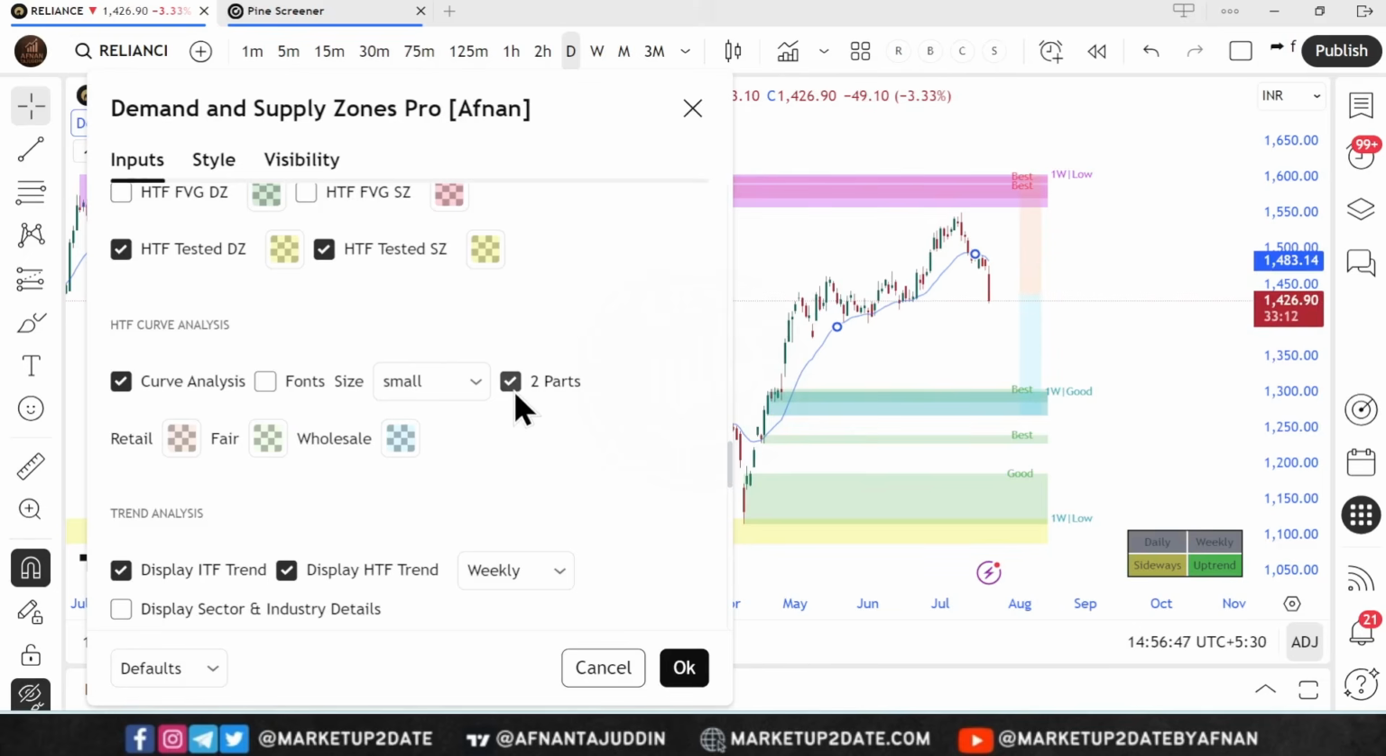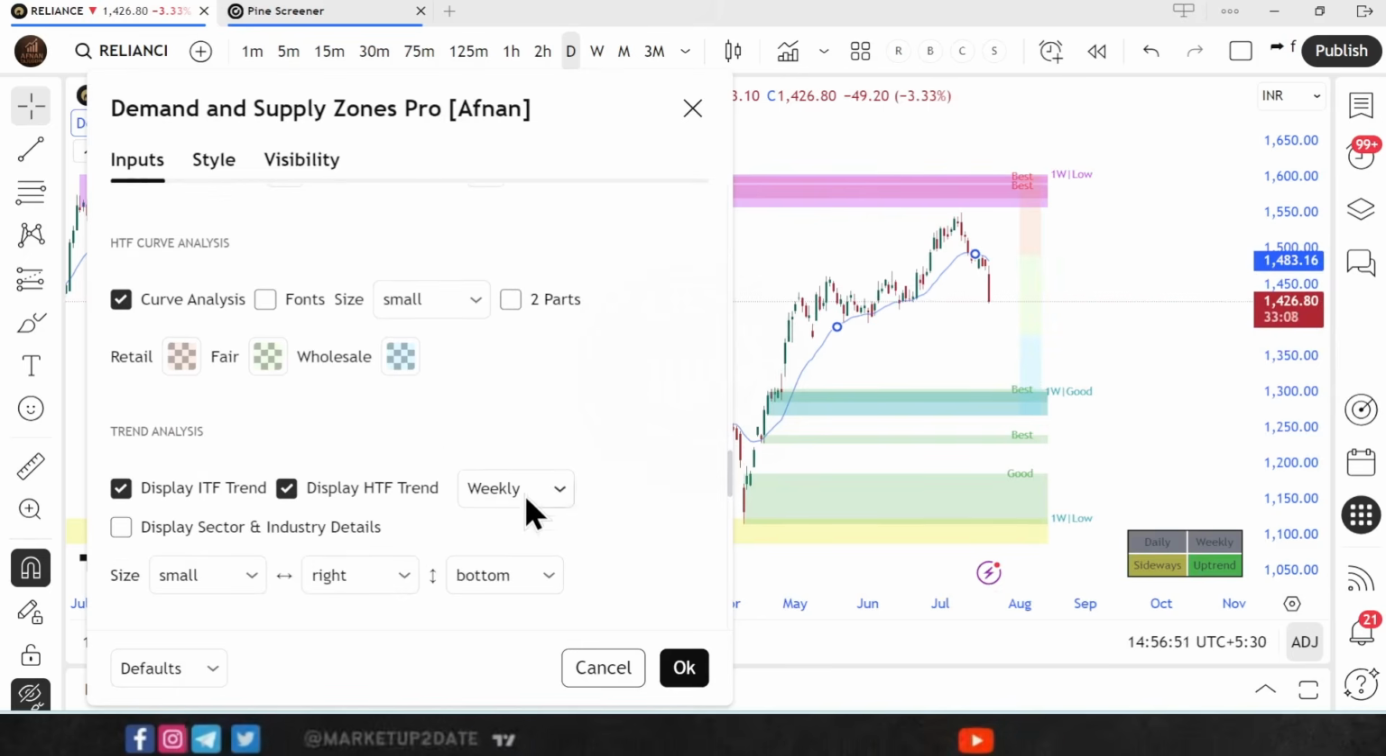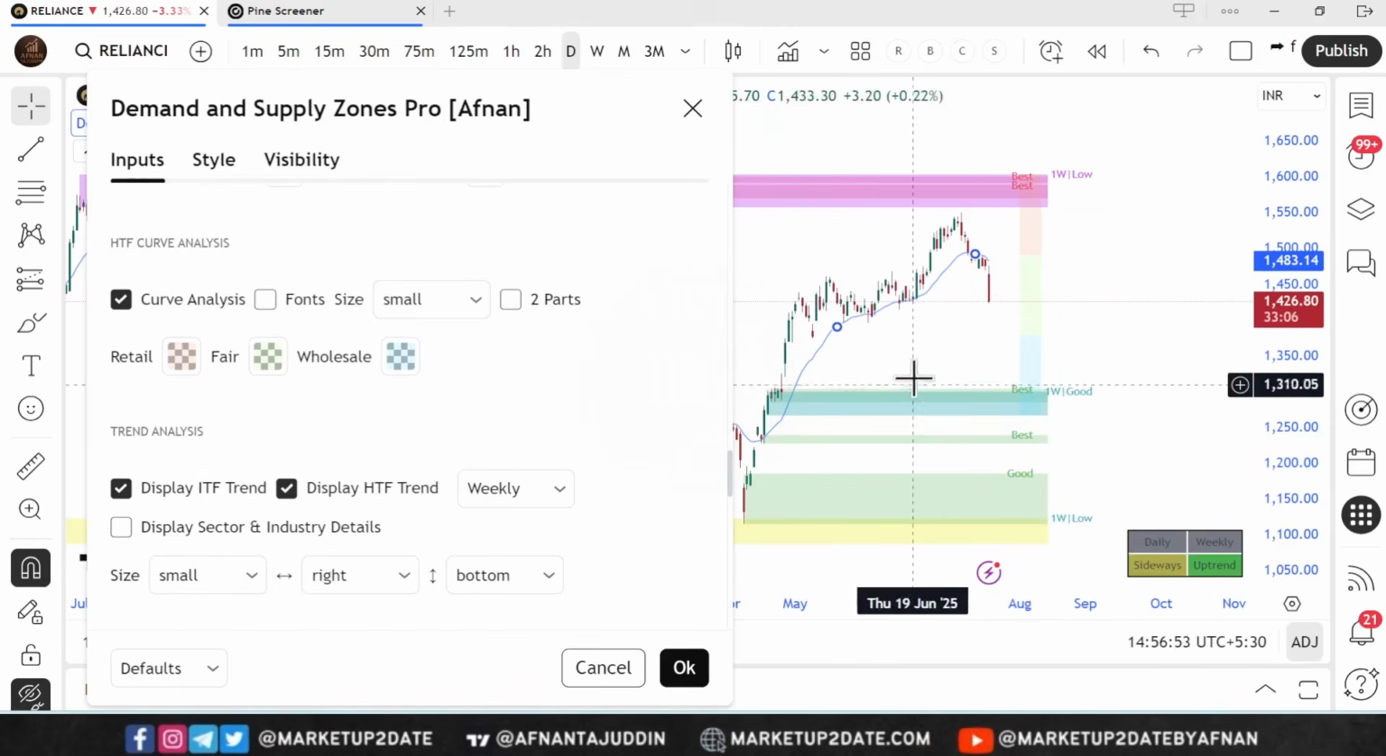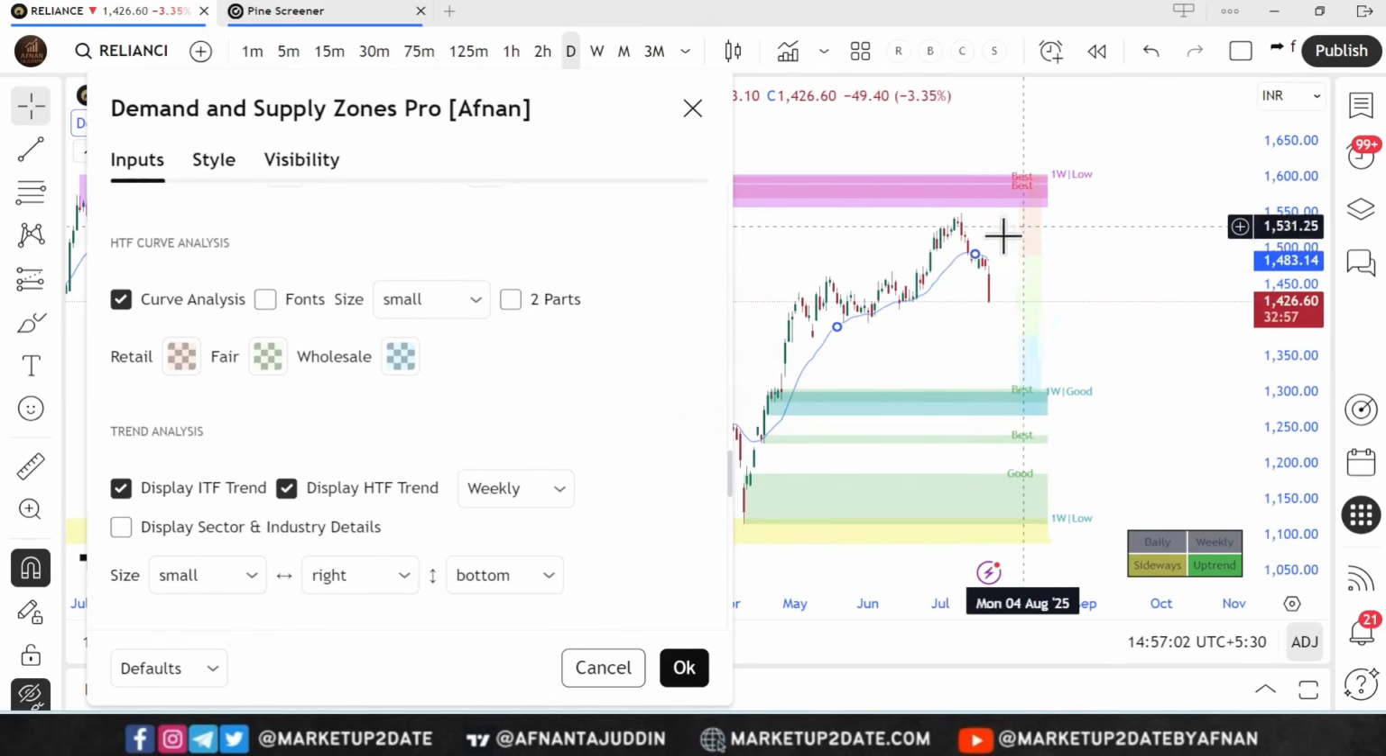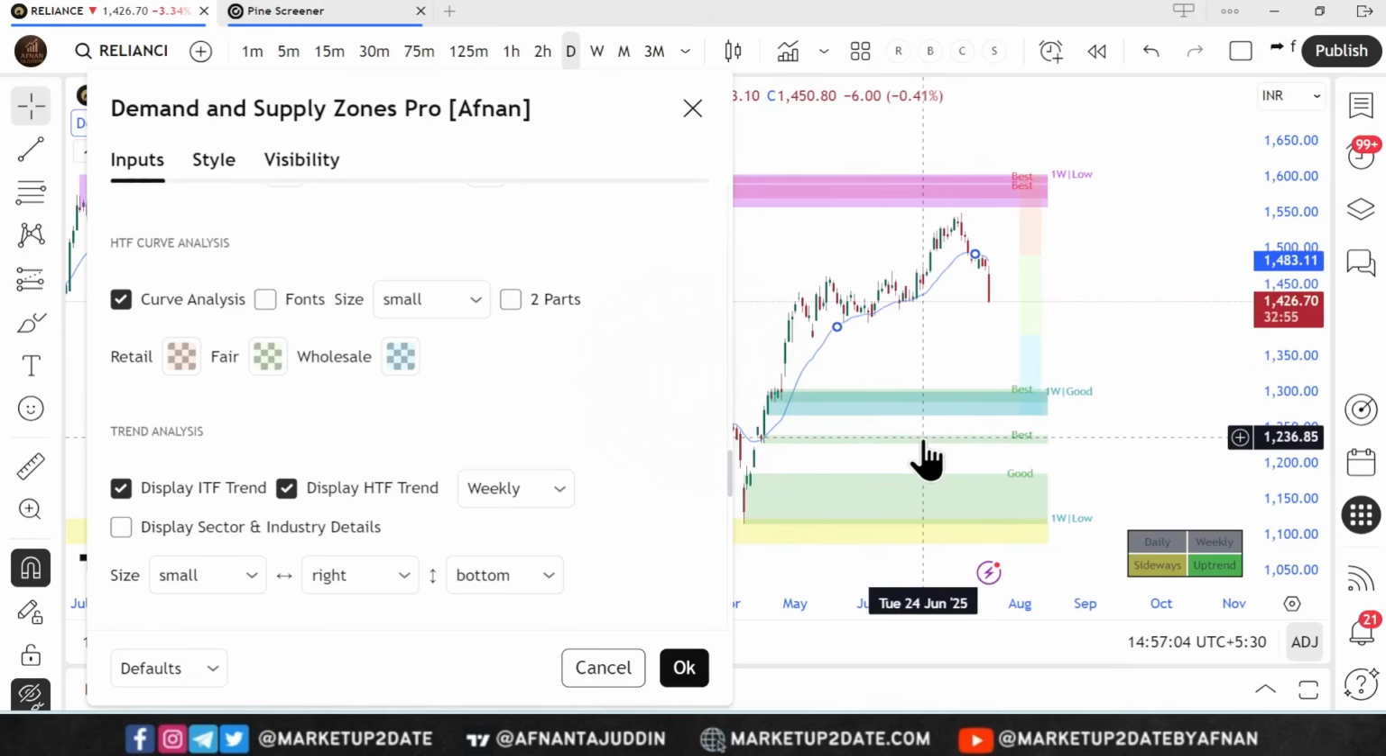Now let us combine this with trend analysis, which you can see in the trend table. If the trend is up, you would ideally look for buy setups at demand zones that are located within the wholesale blue or fair green areas. Buying in the retail red area during an uptrend is counterintuitive and a low probability trade.